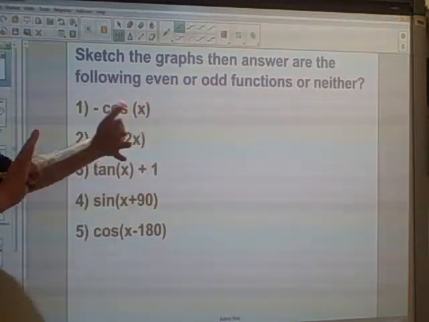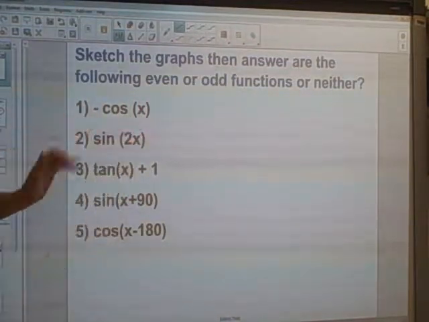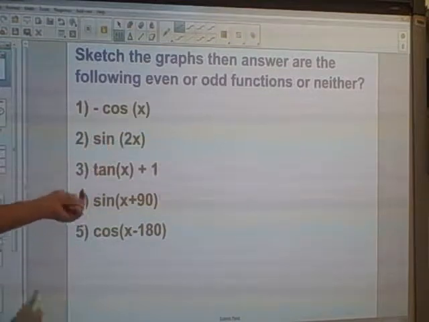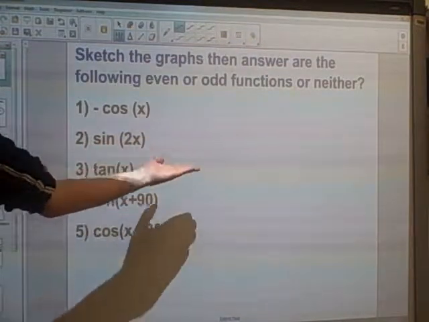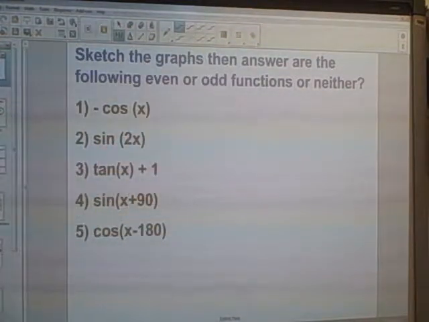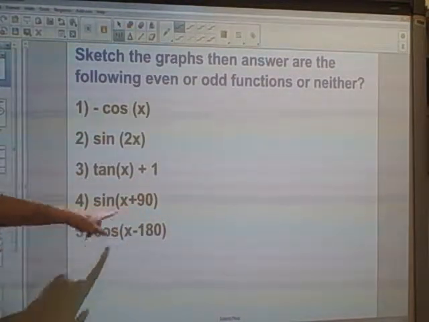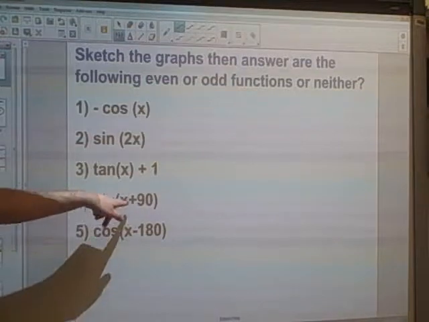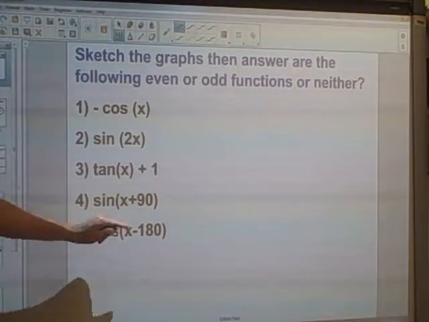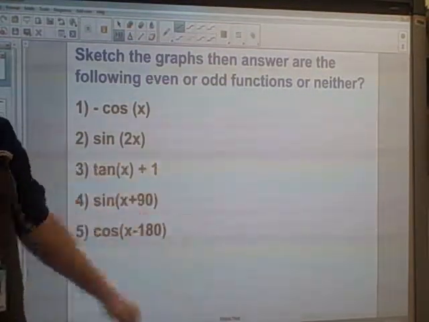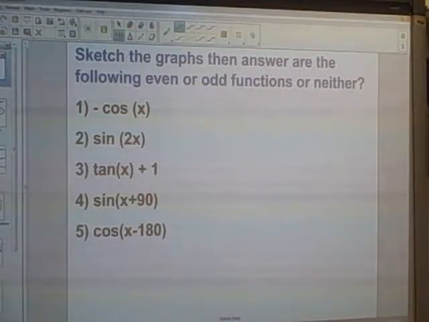Sine 2x is the one where the graph gets squashed in, so you manage to fit 2 times as many sine graphs as possible within the space. Plus 1 at the end moves the graph up one place, so that's a vertical translation. And the sine of x plus 90, with it being in parentheses, moves it 90 degrees, but to the left, the opposite of what you'd expect. And cosine of x minus 180 moves it 180 degrees to the right.